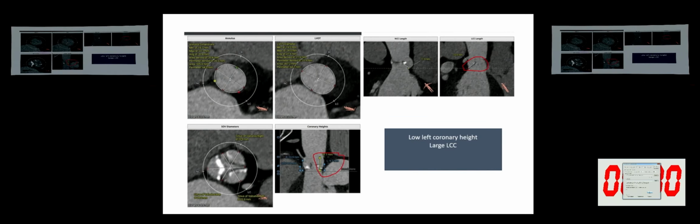So again, another gentleman with the low left coronary height. You see here it is 9 millimeter. This, I think, is an elderly female, obese, 120 kilo. Problem also is that the LCC length is 12 millimeter. Very high chance of coronary obstruction.